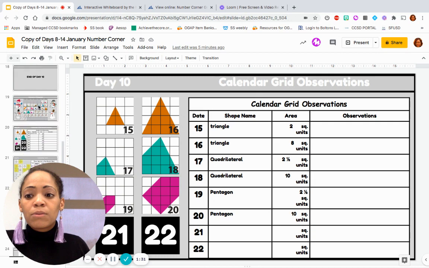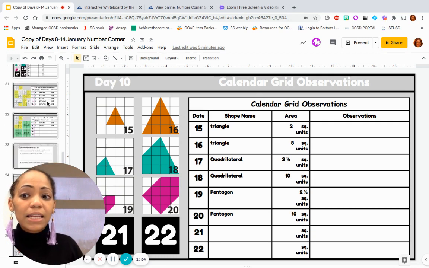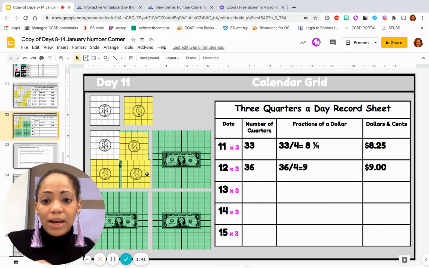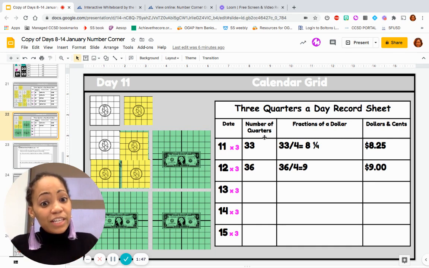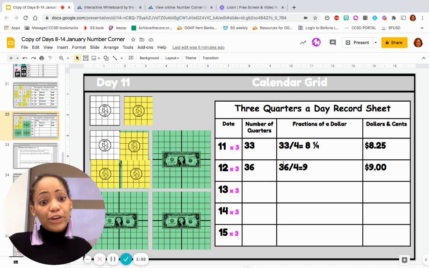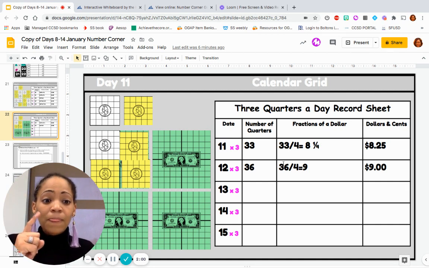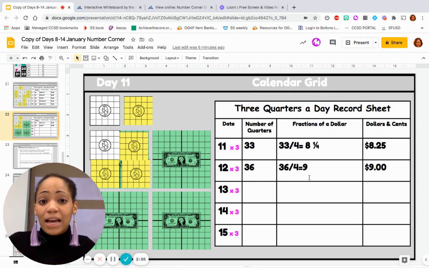We also have to do our calendar collector, which I've already updated. But just to refresh your memory, today is day 11 of Number Corner, but we've been in school for 12 days. So I added our 12th set of 3 quarters, which means I now have 36 quarters, which is 36 fourths. That's like saying 36 times 1/4 because every quarter represents 1/4 of a dollar. Okay? 36 divided by 4 is 9, which means I now have $9.